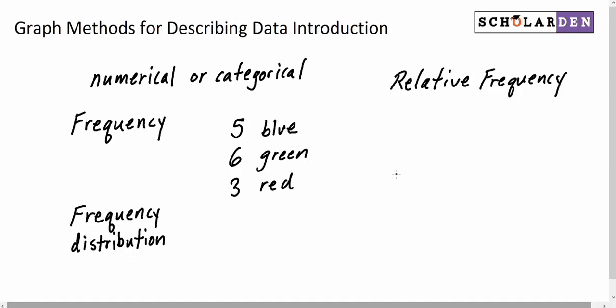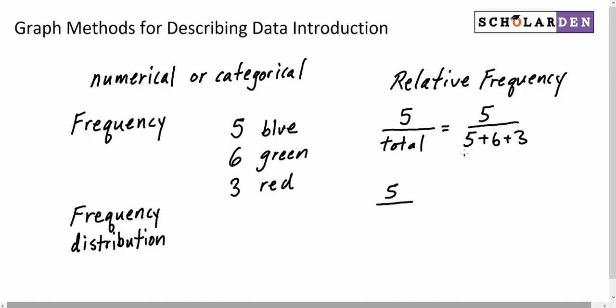The relative frequency of blue now would be the blue over the total. And there are a total of 5 plus 6 plus 3 people. And 5 and 6 is 11, 11 and 3 is 14. So the relative frequency of blue is 5/14. It could be a fraction. It could be expressed as a decimal. And we could, of course, turn it into a percent if we wanted.